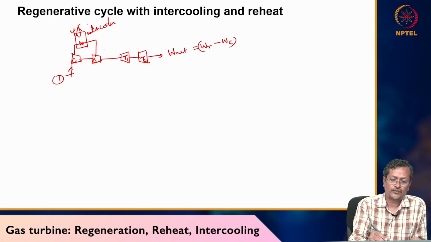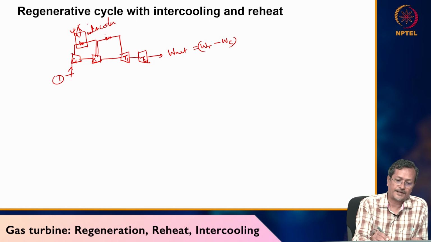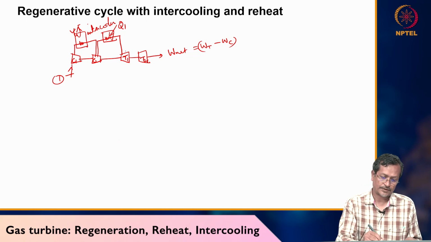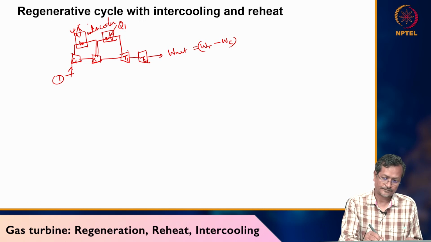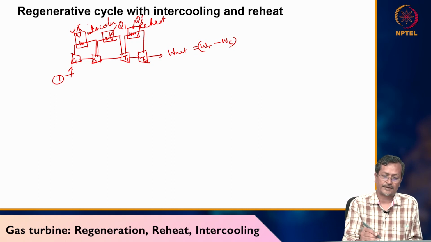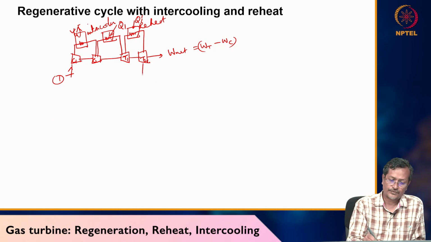Now C2 to T1 there will be a heat addition process, the combustion chamber or combustor. So from combustor to turbine 1, to turbine 2, there will be a reheat process. I can make another reheat process, maybe Q1 dash. Now from Q1 dash it is going to T2.